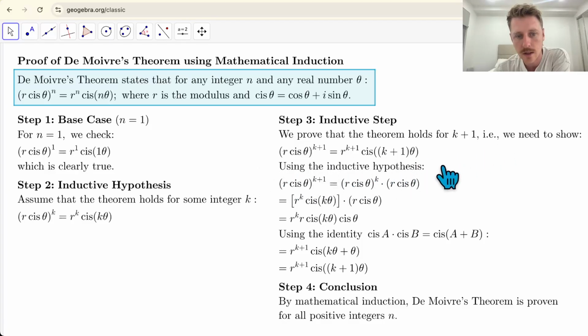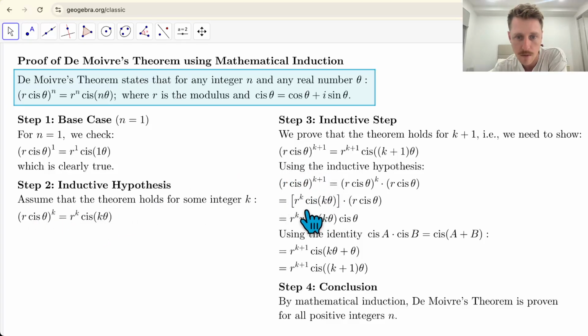So using the inductive hypothesis, we know that r cis theta to the k plus 1 must equal r cis theta to the k multiplied by r cis theta. And the reason that's true is just because of index laws. That k gets distributed across the first part, and then you're left with r cis theta to the power of 1 here. And then this part here uses the inductive hypothesis.